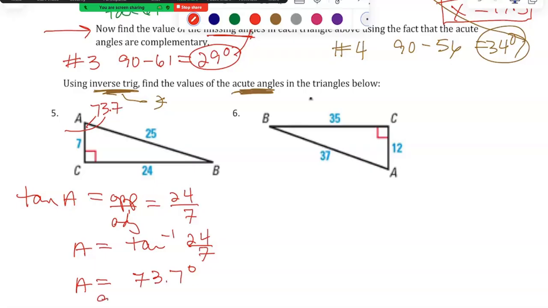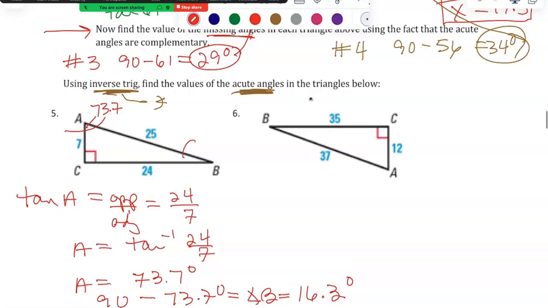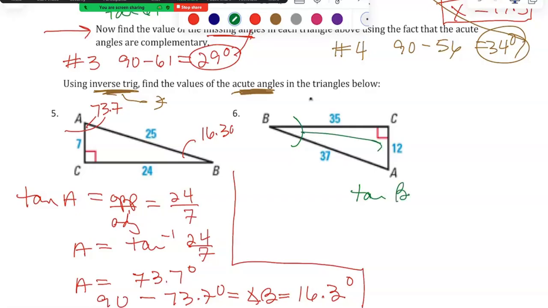Okay, I can find angle B, so if this is 73.7, 90 minus 73.7 degrees equals angle B. And angle B is going to be 16.3 degrees. Okay, that's that first problem. Let's look at number 6. Let's try to find angle B. The tan of angle B equals opposite, which is 12 over, not this way, that's the hypotenuse, right?